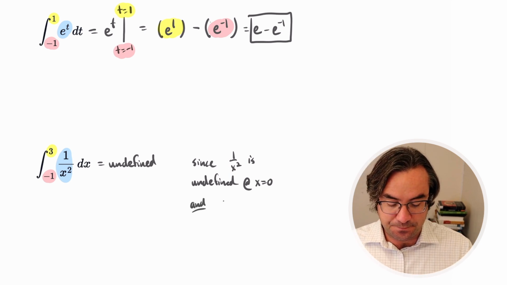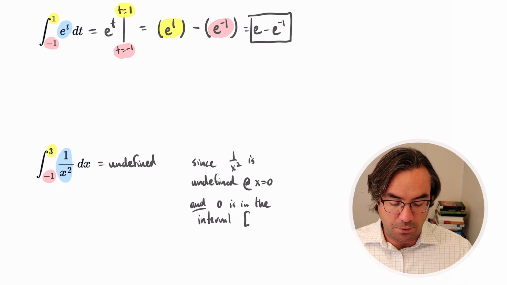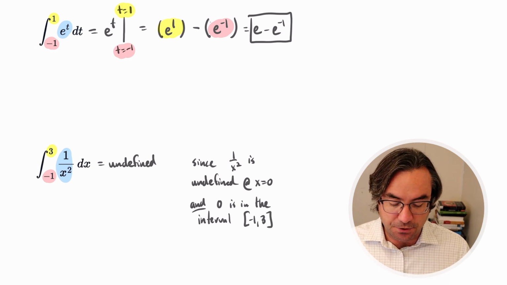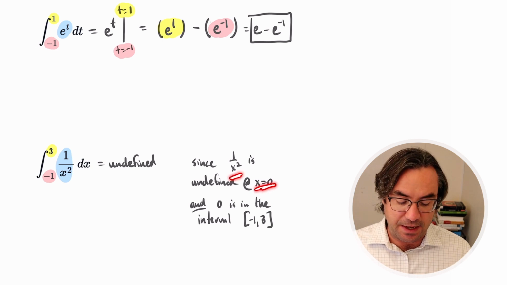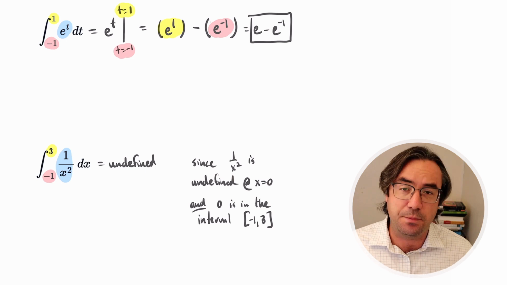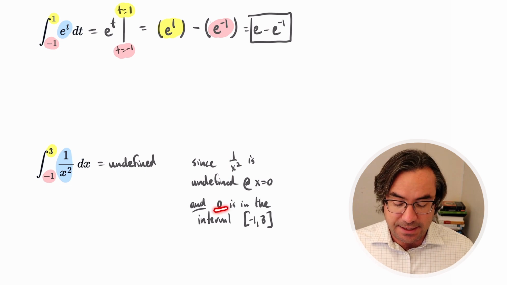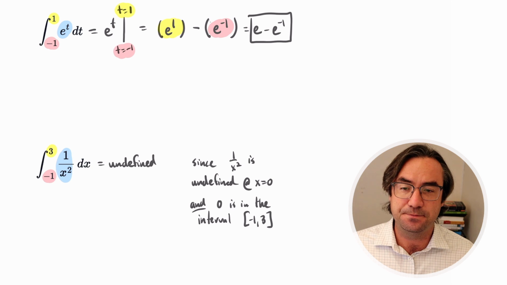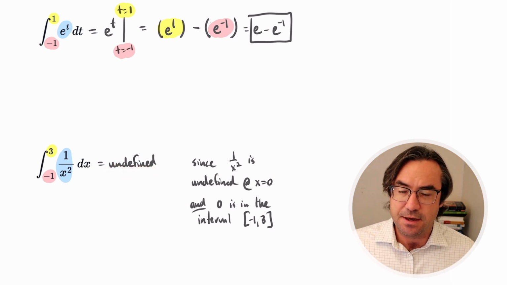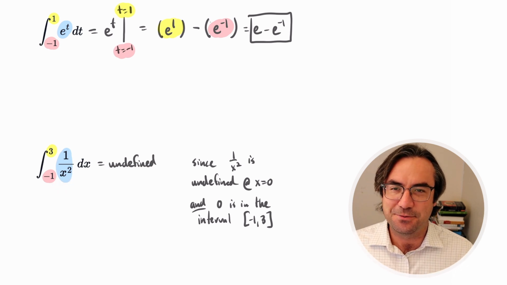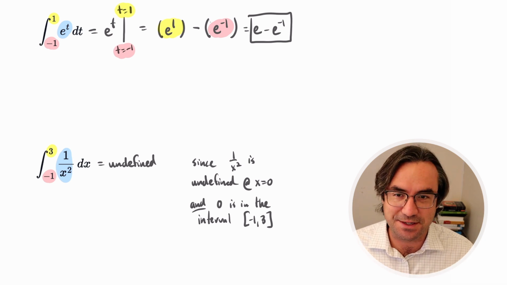And 0 is in the interval going from negative 1 to 3. So it's okay if our function's undefined at an x value, if that x value is not in the interval. But in this case, 1 over x squared is undefined at x equals 0, and 0 is actually inside that interval. So we can't actually calculate this. You'll see in Calc 2 how to do something like this. But for right now, we're going to avoid things like this.